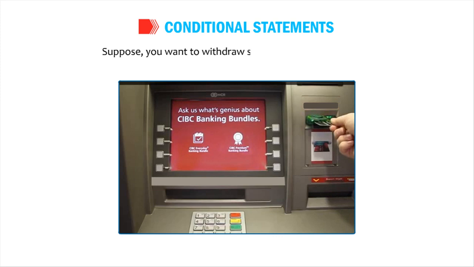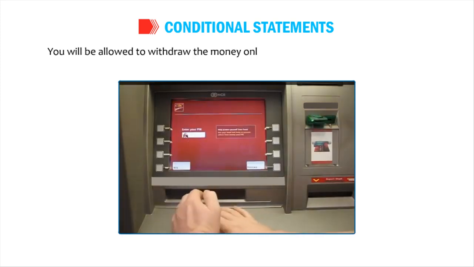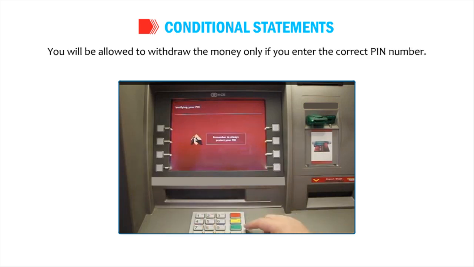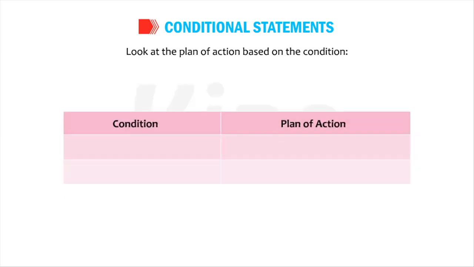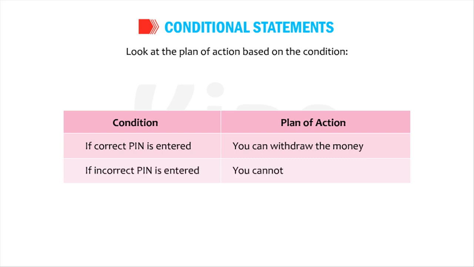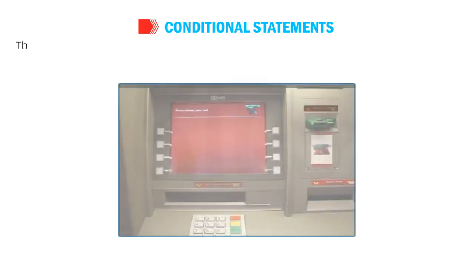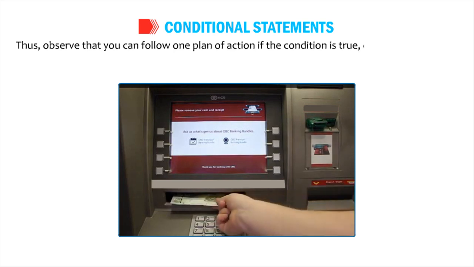Suppose you want to withdraw some money from the ATM. You will be allowed to withdraw the money only if you enter the correct PIN number. Look at the plan of action based on the condition. Condition: if the correct PIN is entered. Plan of action: you can withdraw the money. Condition: if an incorrect PIN is entered. Plan of action: you cannot withdraw the money. Thus, observe that you can follow one plan of action if the condition is true. Otherwise, the other plan of action is followed.